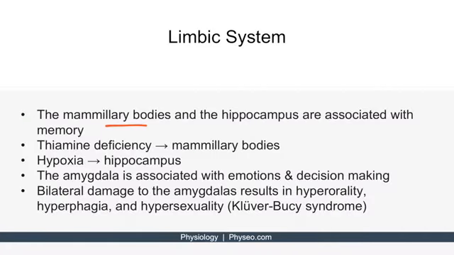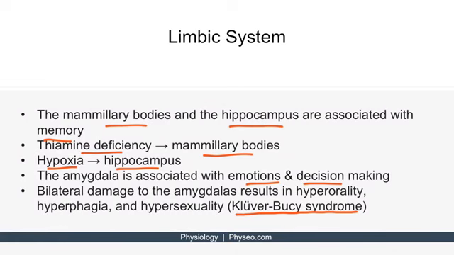So again, the mammillary bodies and the hippocampus are associated with memory. And if you get a question about thiamine deficiency, you should think of damage to the mammillary bodies. And if you get a question about hypoxia and memory loss, you should think about damage to the hippocampus. The amygdala is associated with emotions and decision-making, and bilateral damage to the amygdalas results in hyperorality, hyperphagia, and hypersexuality, which is a syndrome called Kluver-Bucy syndrome.